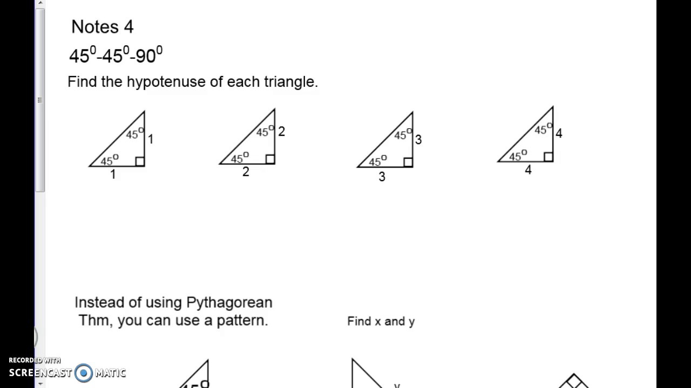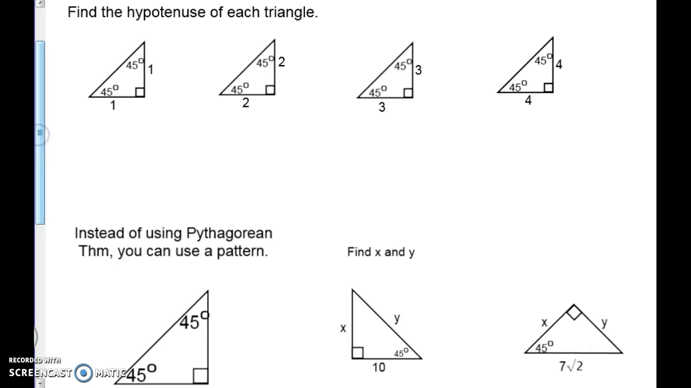Yesterday, I asked you, I think, after your quiz, to work these 4 up top. Did we have a chance to do that yesterday? Yeah. Did anybody not? Okay, so if I work the first problem using Pythagorean theorem, what's Pythagorean theorem? A squared plus b squared equals c squared. Very good.